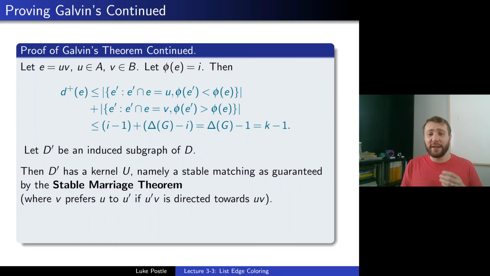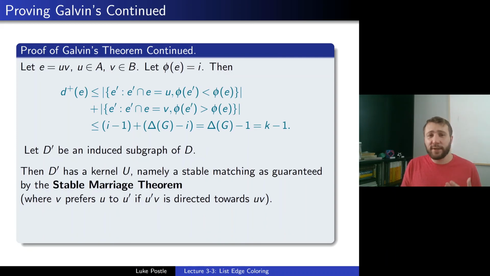So there'll be a matching, which will be an independent set in the line graph, and by stability, everyone outside will have a direction in. So how do we do this? Well, we use preferences, where a vertex v prefers a neighbor u to a neighbor u prime, if v's edge is directed towards u. I won't go again through the definition of stable matching.